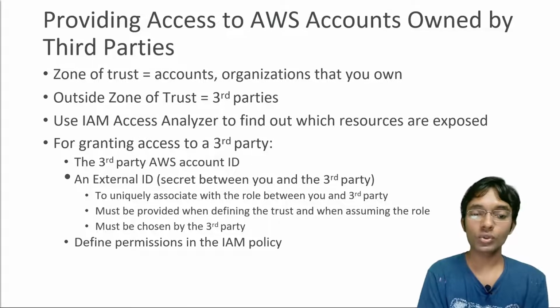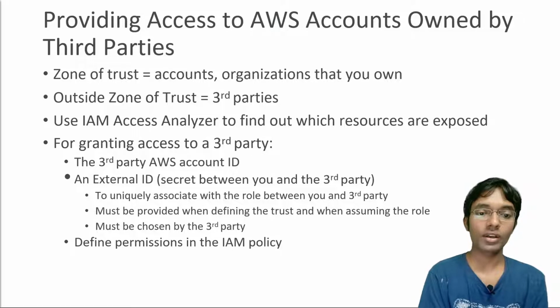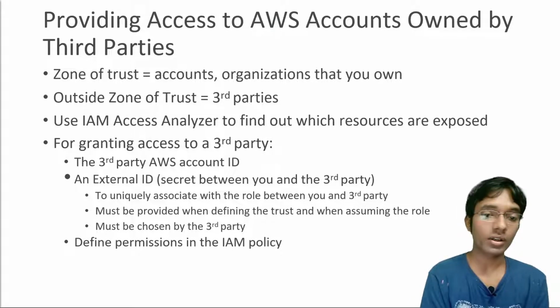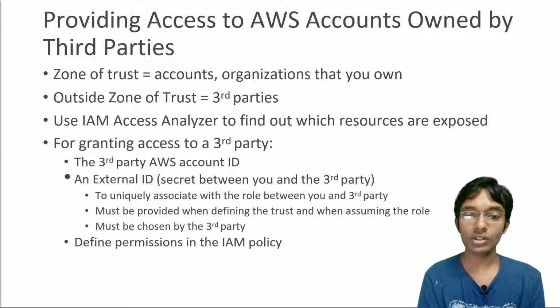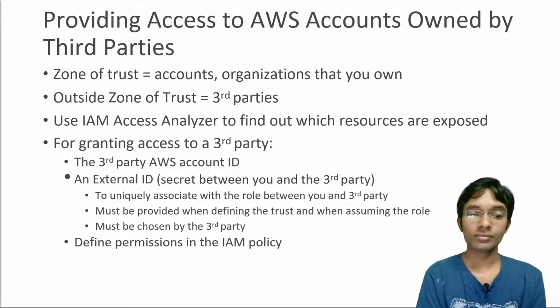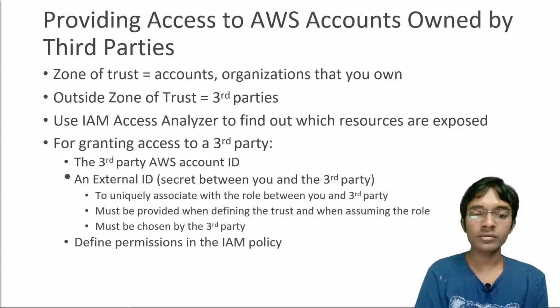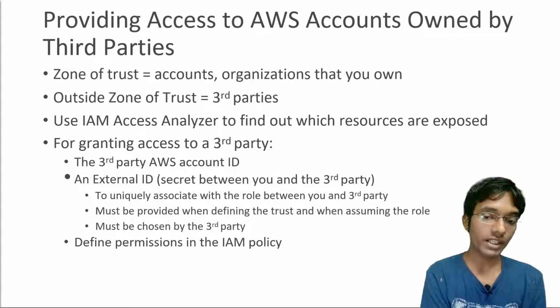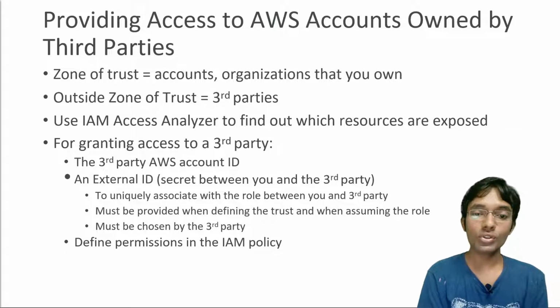For example, you work with a partner and they provide you a service, let's say a consulting company, and you want to give that consulting company access to your accounts. They are outside of your zone of trust. They are not directly in your organization. And so you can use IAM Access Analyzer to find out which resources in your accounts are outside of your zone of trust.